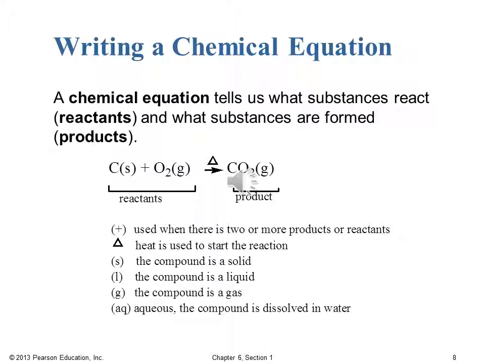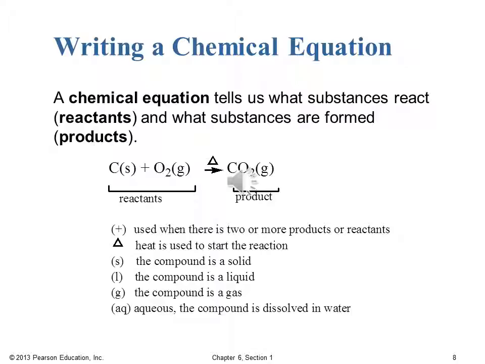Then we have that little delta, the triangle type symbol above the arrow there. Sometimes we show it below the arrow, depending. It's more common actually below the arrow, but here we have it above. And then finally, CO2 gas as a product. So the symbols that you'll see a lot of times, of course, the plus is to indicate the multiple reactants or multiple products. That delta indicates that heat was used to get the reaction going.